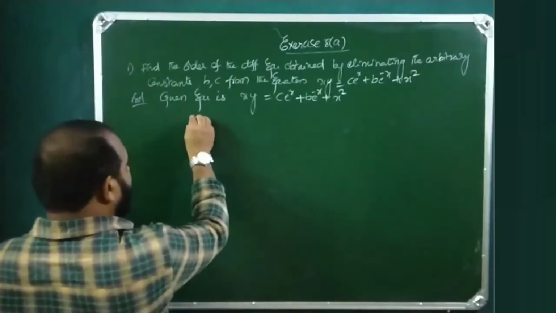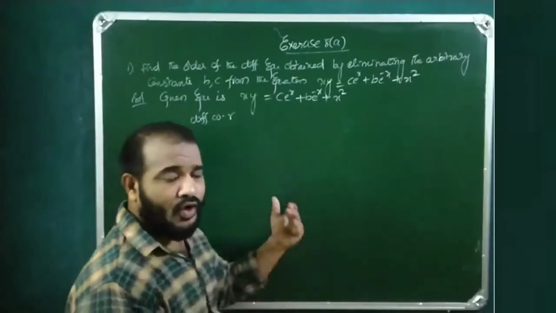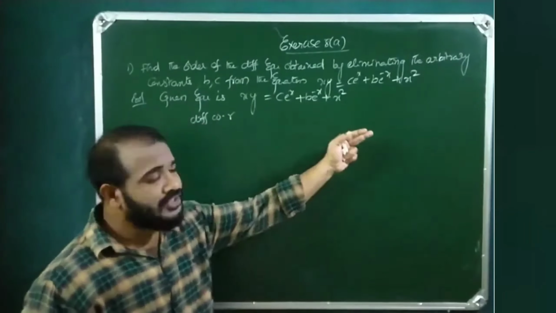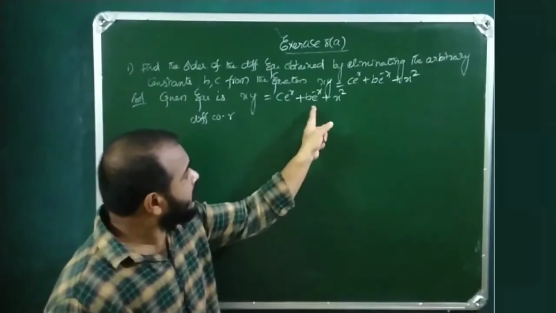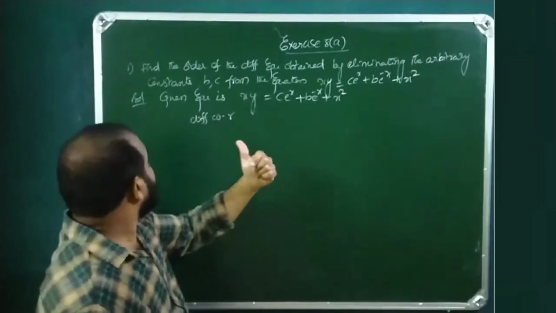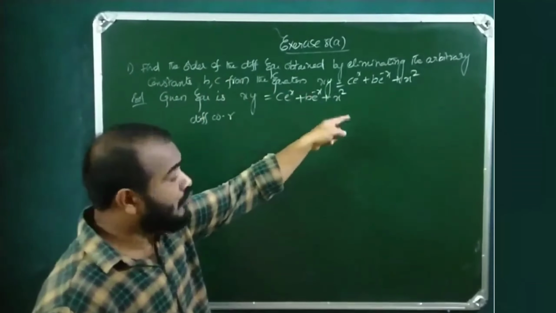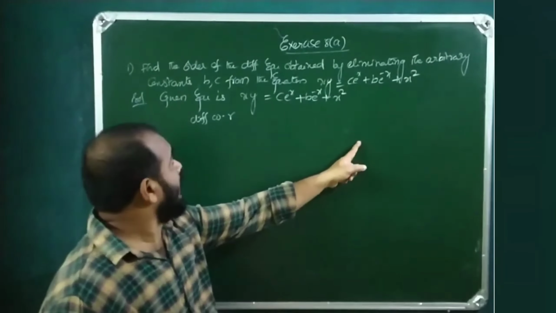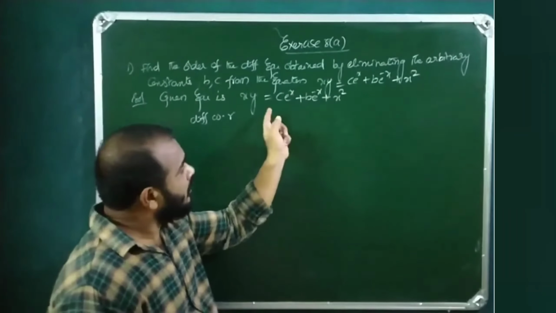Directly, without actually differentiating, we will arrive at the conclusion that the order is 2 because it contains two arbitrary constants. It is clearly given in the question itself. So here the order is anyway 2, and if you want to know the differential equation, then we have to eliminate them as well.